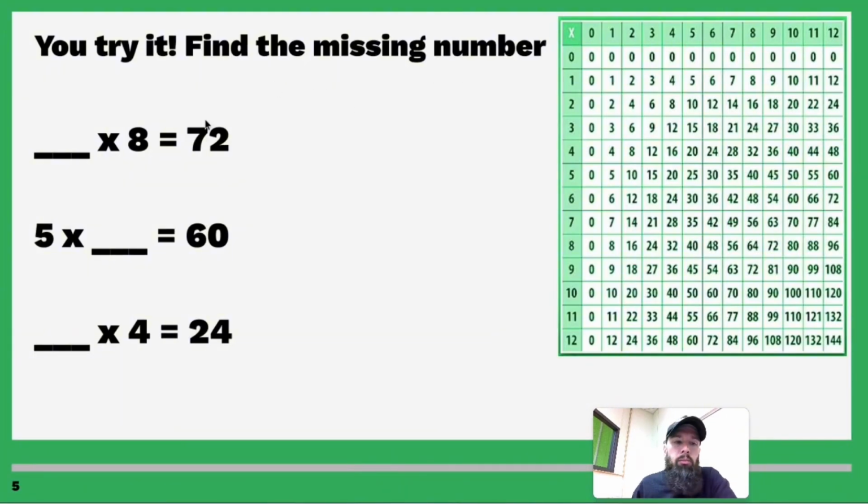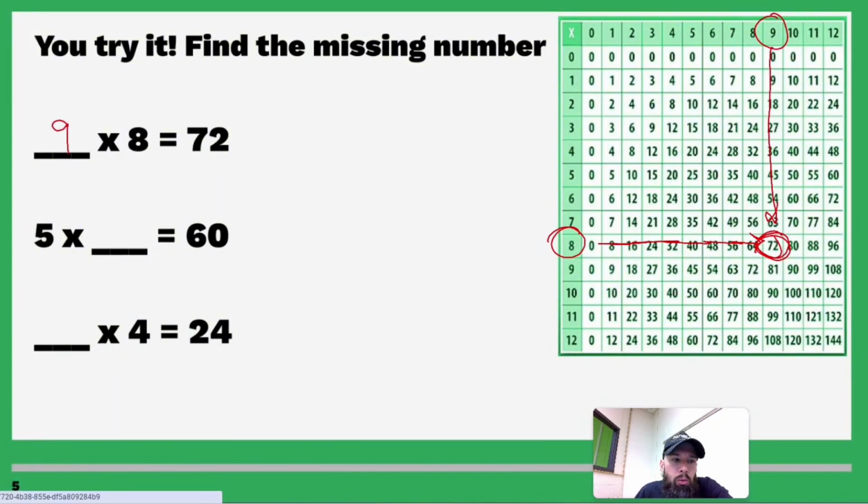Welcome back. You try it. Find the missing number. All right. What times 8 is 72? So pick an 8. Which one of these is going to line up with 72? So let's go to 72. There you are. So that happens to be 9. So 9 times 8 is 72.